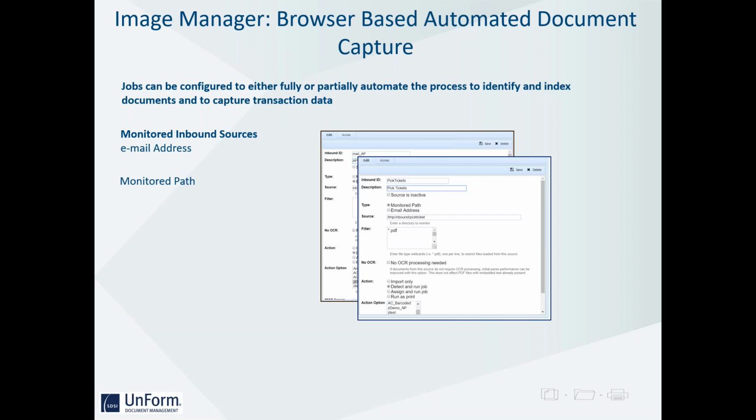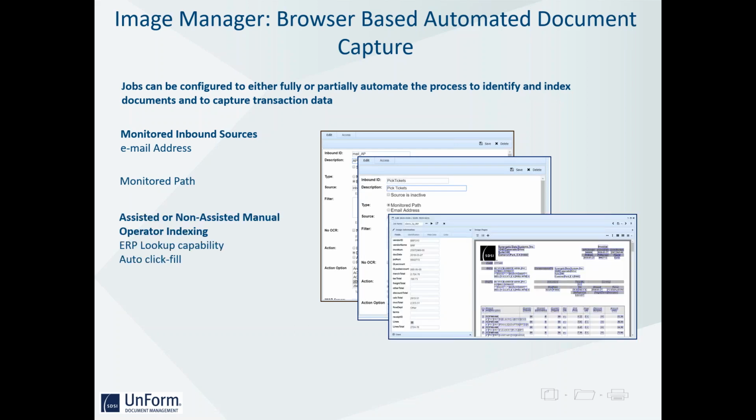Same thing with directories. You can have folks drag and drop documents into directories, and they can be monitored as well to pick up those documents and process them automatically. And if it doesn't lend itself well to automation, then we can do other things to help enhance the ability to get those indexed. So we can do lookups into the ERP. Once we've captured a PO number from a packing slip, for example, we can go to the ERP, pull information from the ERP to get that document indexed with minimal amount of data entry.